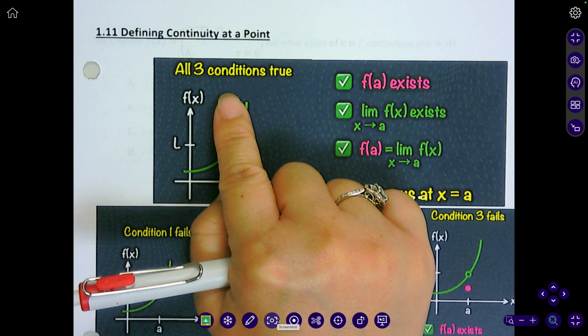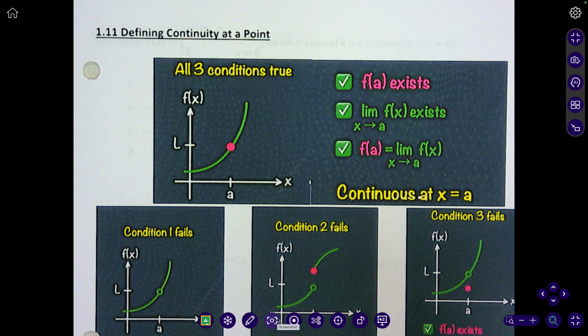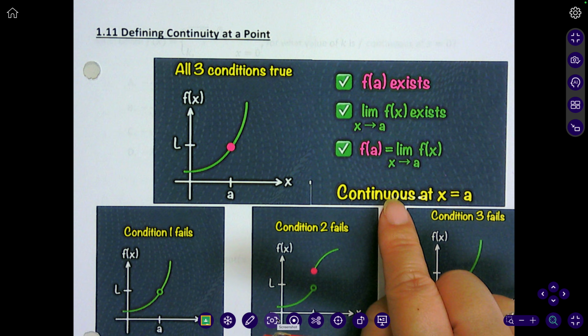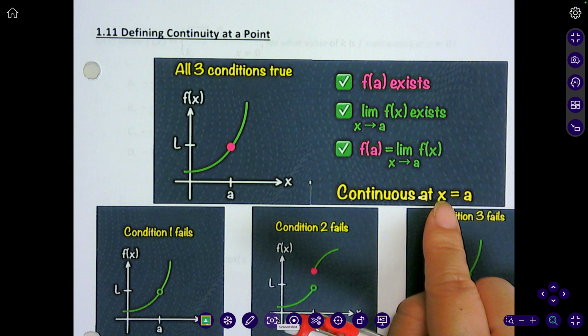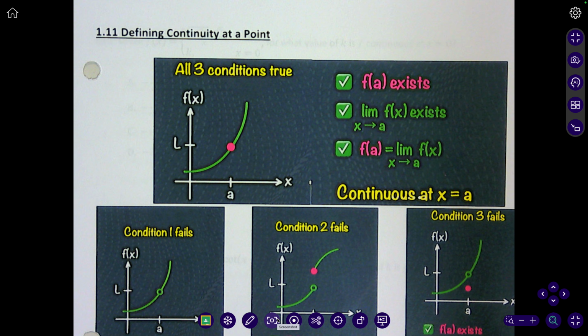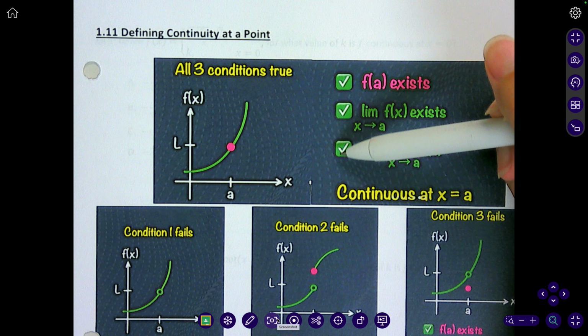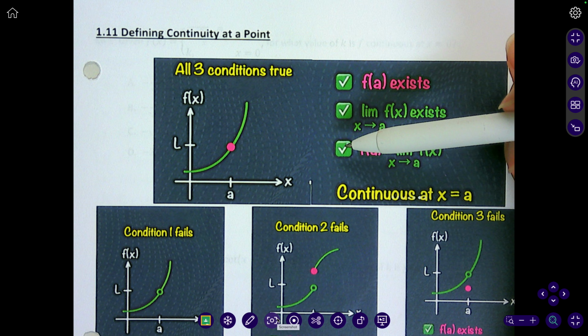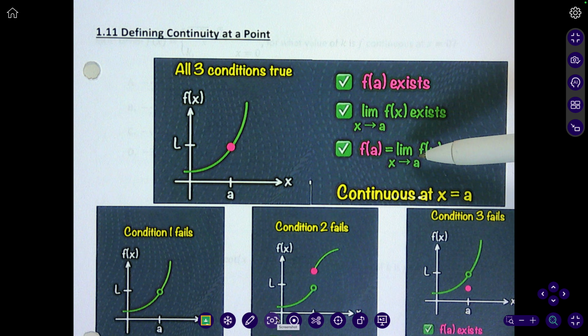There are three conditions that must be true for a function to be continuous at a single location. Okay? So if I want to check for continuity at x equal to a, for example, you need to make sure you have all three checks. If one of the checks is not there, then the function is not continuous at x equal to a.